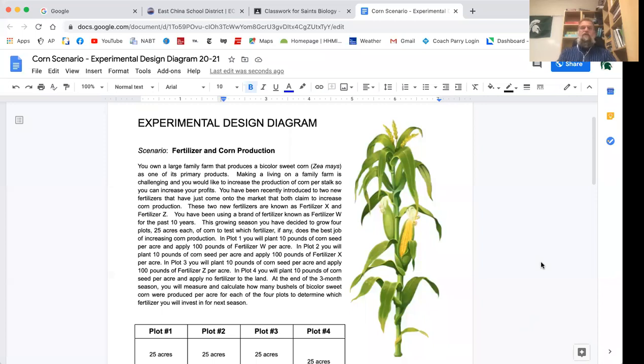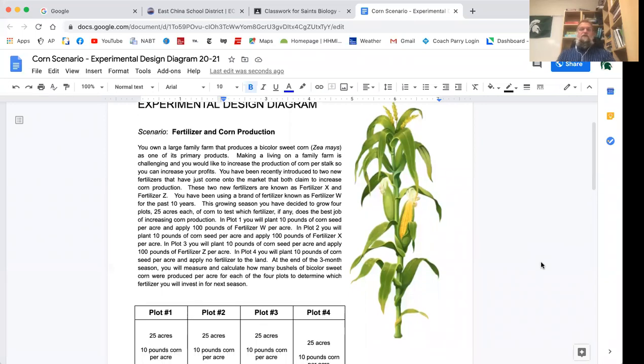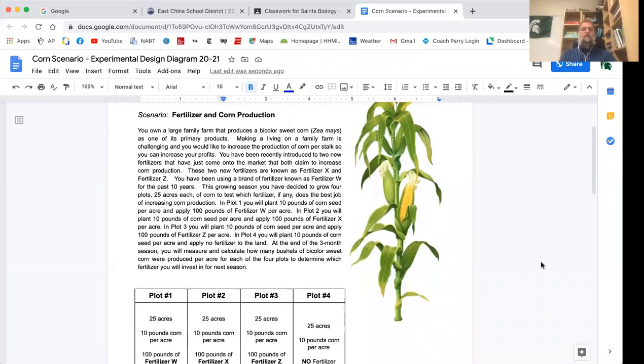So here we have ED-3. Let's take a moment and read through the scenario. You own a large family farm that produces a bicolor sweet corn, scientific name Zea mays, as one of its primary products. Making a living on a family farm is challenging, and you would like to increase the production of corn per stalk so you can increase your profits.